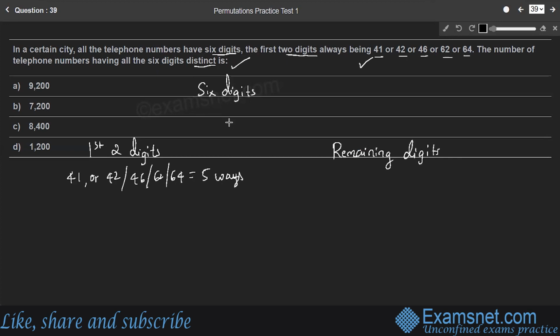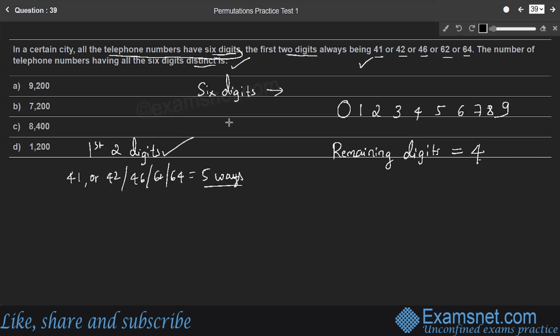Out of 6 telephone numbers, so telephone numbers have 6 digits, right? So 2 digits have already been given, so in that there are 5 ways. The remaining digits are 4 digits. So how to choose these 4 digits? While choosing the telephone number, the numbers range from 0 to 9. Right? So in between 0 and 9, there are 1, 2, 3, 4, 5, 6, 7, and 8.